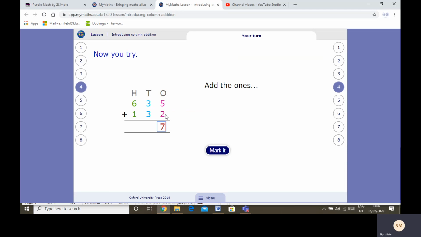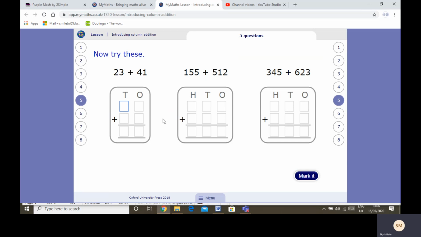5 plus 2 is 7. I've got 7 ones. 3 plus 3 is 6. I've got 6 tens, which is the same as 60. I've got 6 tens or 60 in my tens column. 6 plus 1 is 7. I've got 7 hundreds. My answer is 767. I'm not going to do another one, but you can do as many as you want.